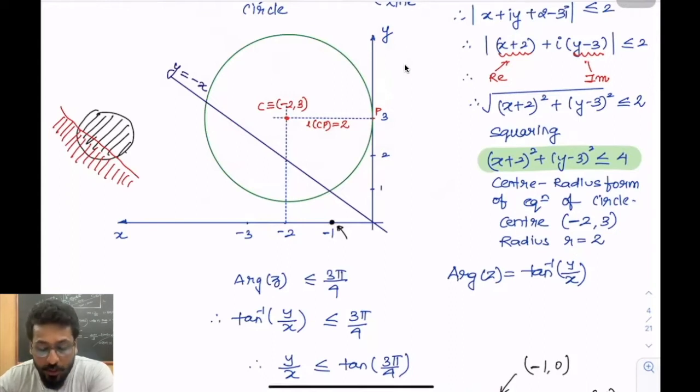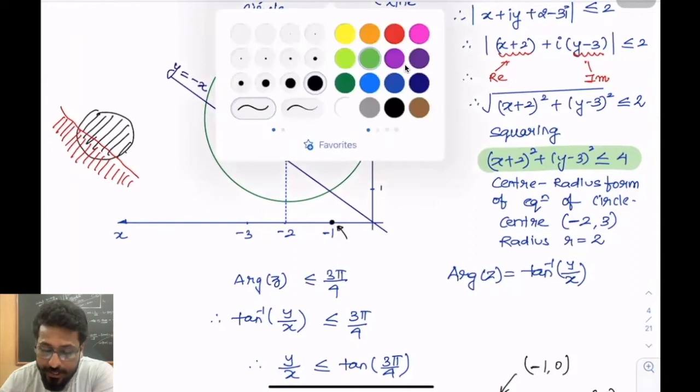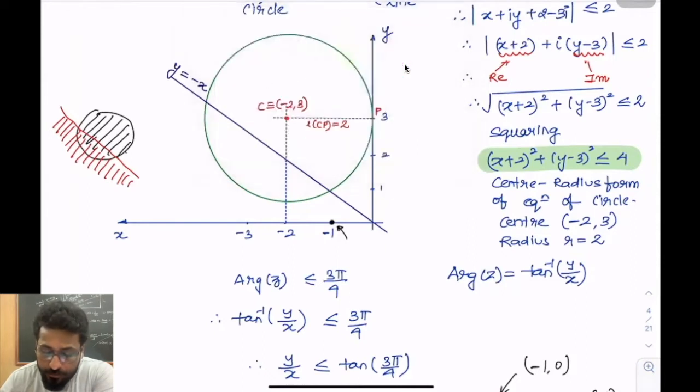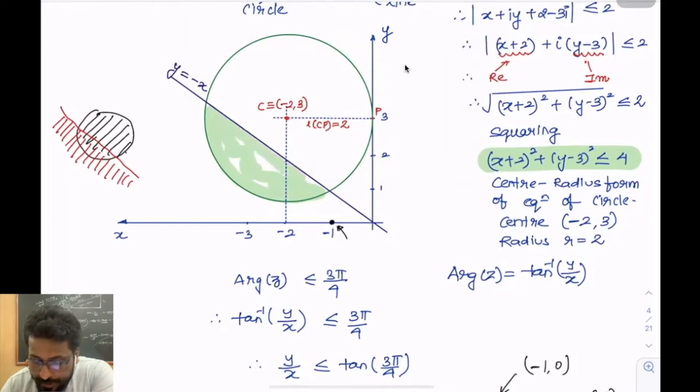So now if you see, the common region is definitely the region which is below the line and inside the circle. So I'm going to shade that region, students. Let's quickly shade the region. Isn't this the region which will satisfy both the inequations simultaneously? So this becomes your solution.